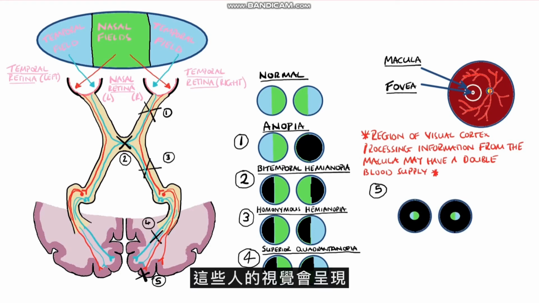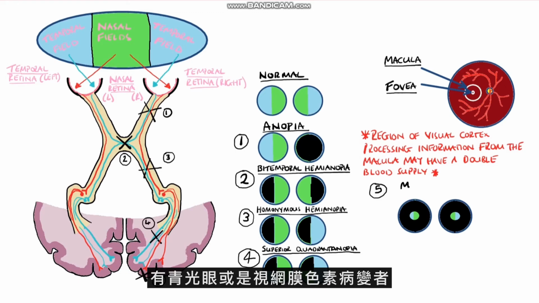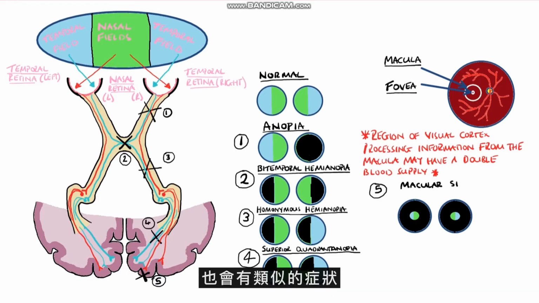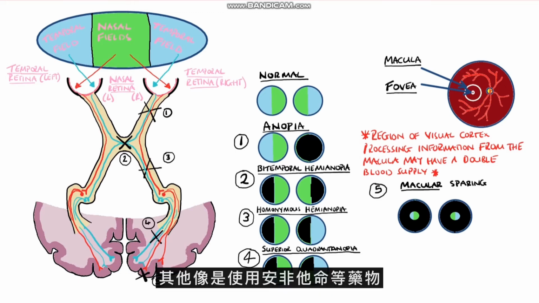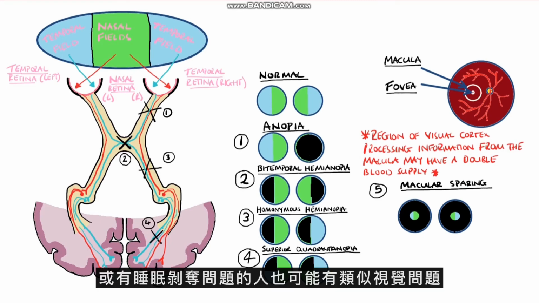The visual fields of the patient would look something like this, giving them tunnel vision. This is also what patients with glaucoma and retinitis pigmentosa see, as well as people when they have used stimulant drugs like amphetamines or are sleep deprived.